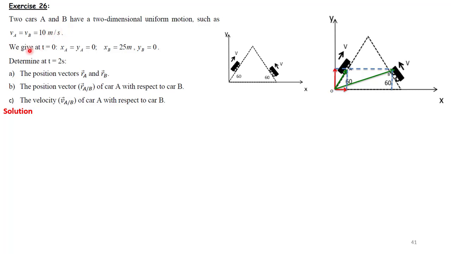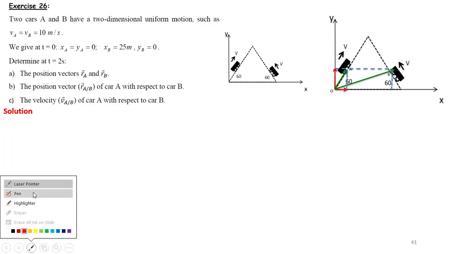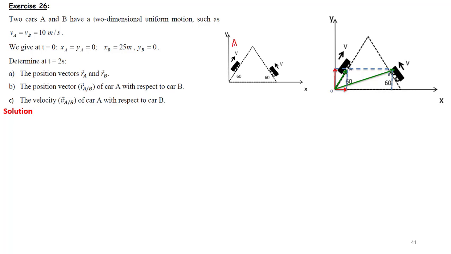They gave us the initial conditions at t equals 0: xa equals ya equals 0, and xb equals 25 meters, yb equals 0. So this is car A, and car B is this one. The first question is, determine at t equals 2 seconds the position vectors RA and RB. So in A, they want us to find the absolute position vectors, observed by an observer that is at rest, that is stationary.